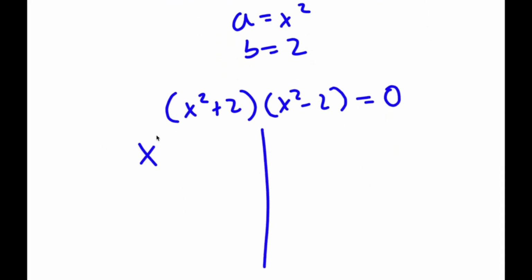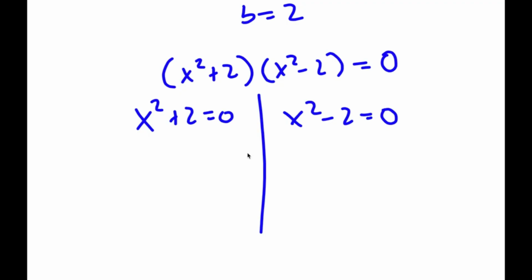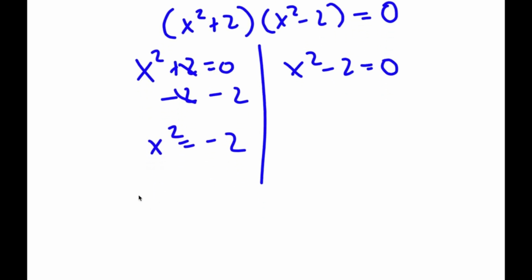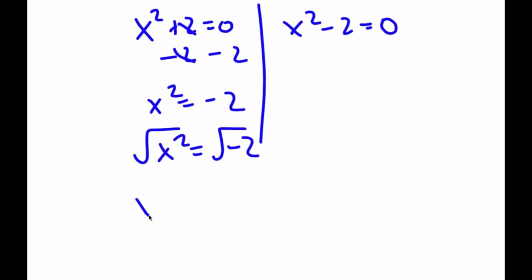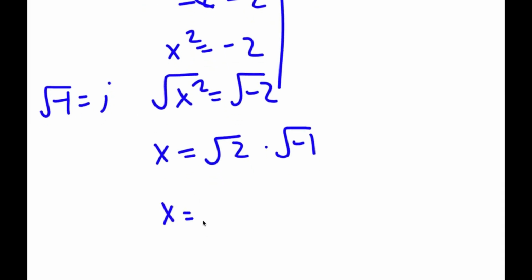This gives me two equations: x squared plus 2 is equal to 0 and x squared minus 2 equals 0. So for x squared plus 2 equals 0, simply subtract 2 on both sides, and I have x squared is equal to negative 2. Now I'm going to take the square root on both sides. Square root of x squared is x, and the square root of negative 2 is the same thing as square root of 2 times square root of negative 1. And if you guys didn't already know, the square root of negative 1 is equal to i. So now I have x is equal to square root of 2 i. This is plus or minus.